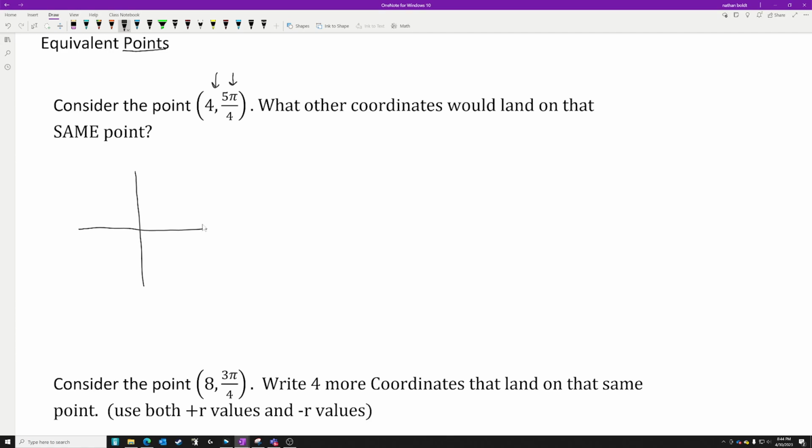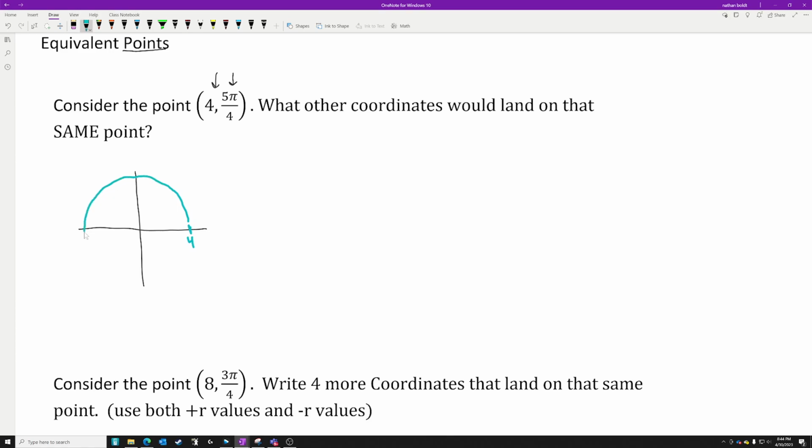I know I'm not doing Cartesian, but we still sometimes draw the x and y axis. All right, old habits die hard, am I right? So that means I'm coming out here to 4. There's my radius. And now my radius is going to spin around to 5 pi over 4.